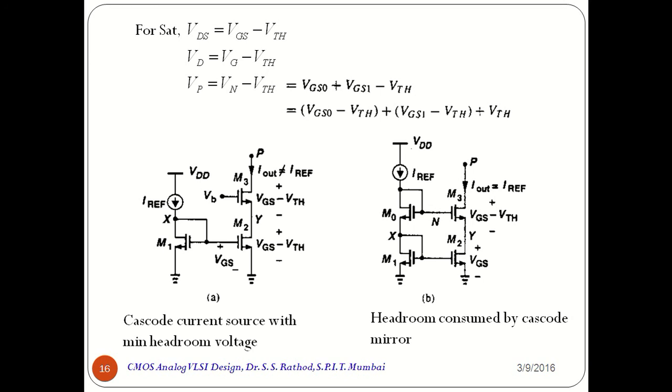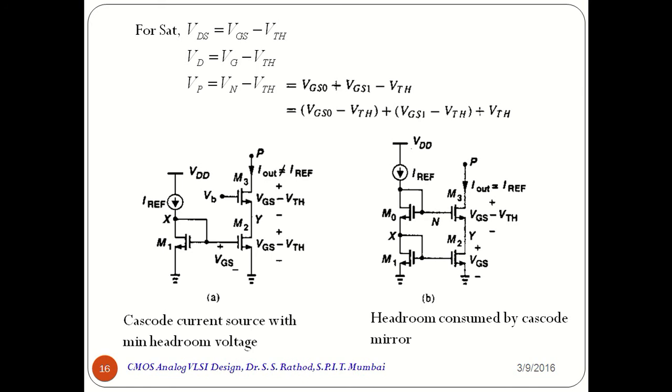So in figure A, if VB is chosen as the lowest possible value to keep M3 in saturation, the I out is not equal to I reference because we need at least one VTH. So for higher accuracy in currents, we have to have a minimum level of VP higher by one threshold voltage. Since Vx is equal to Vy, for M2 the overdrive is VDS, which is equal to VGS. Thus, it is larger by one threshold voltage.